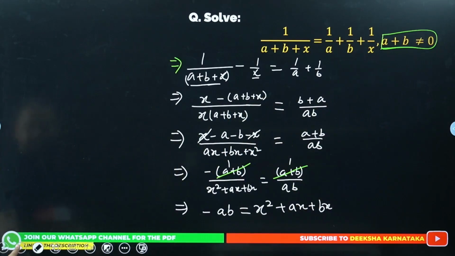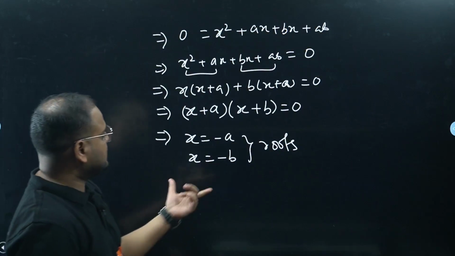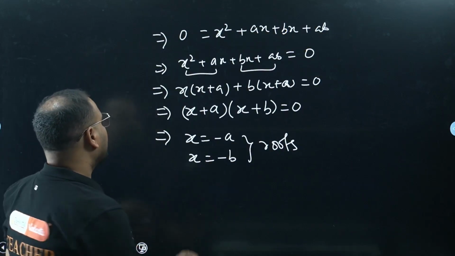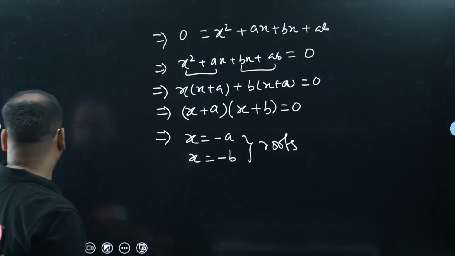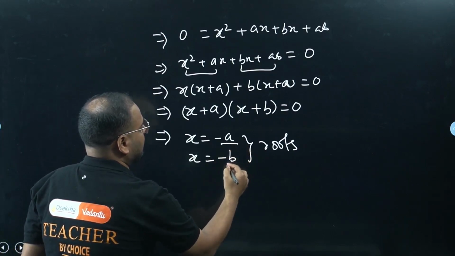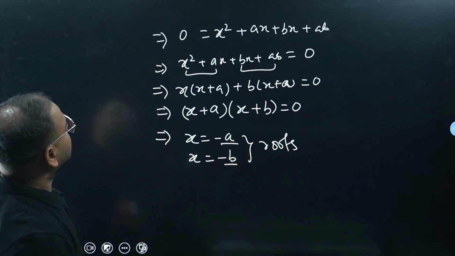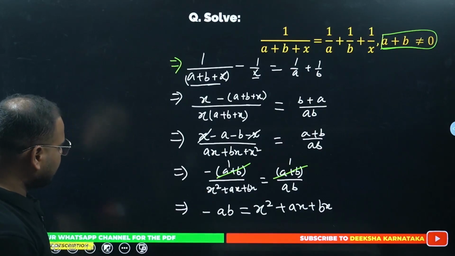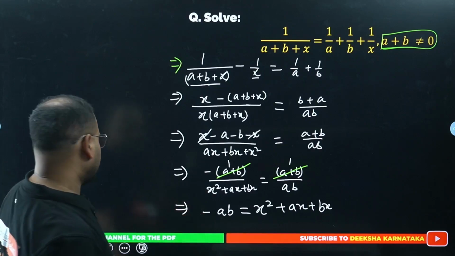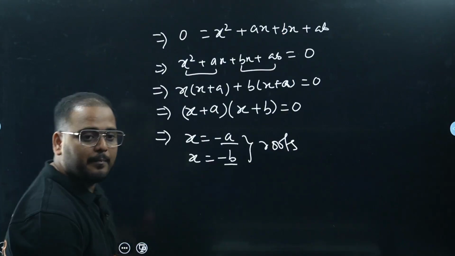I hope you can see everything. Yes, these are the final steps. So what is my answer? Minus a and minus b. Right? Yes, minus a and minus b. They are negative only, right? Minus a, minus b, yeah, they are negative only. Minus a and minus b.